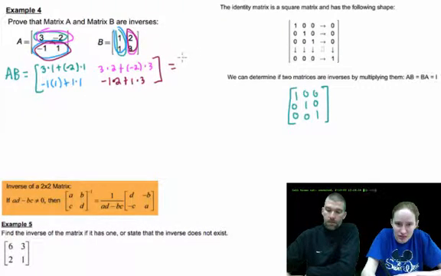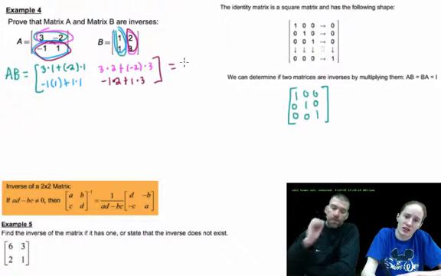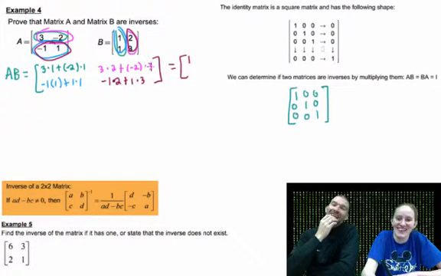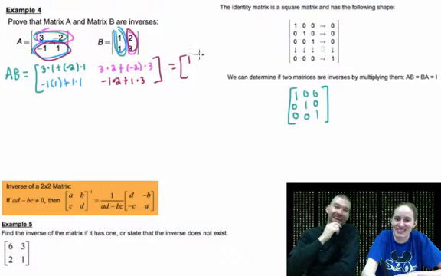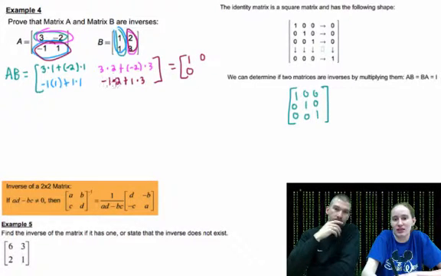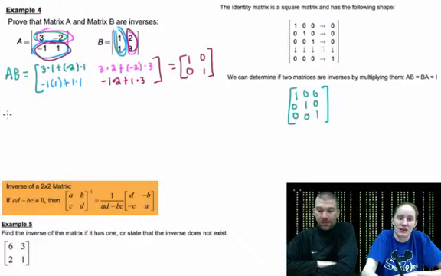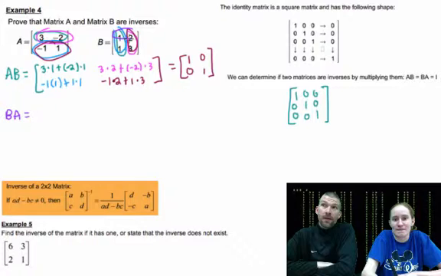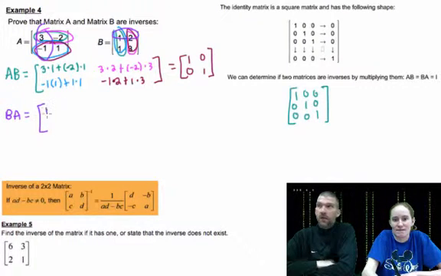So when we work this out, 3 times 1 plus negative 2 times 1 is 1. 3 times 2 plus negative 2 times 3, that's 6 minus 6, which is 0. Negative 1 plus 1 is 0, and then negative 2 plus 3 is 1. That is the identity matrix. Let's see if we can do this the other way around now.